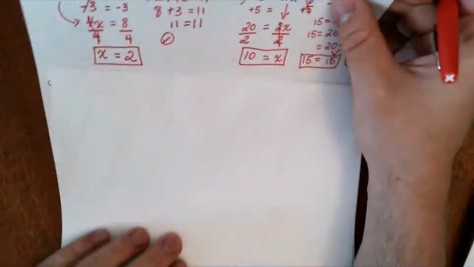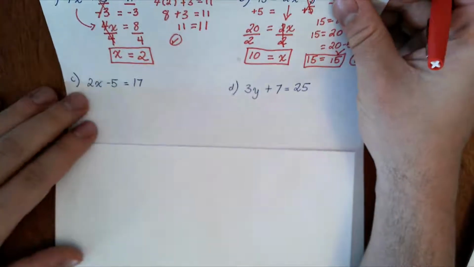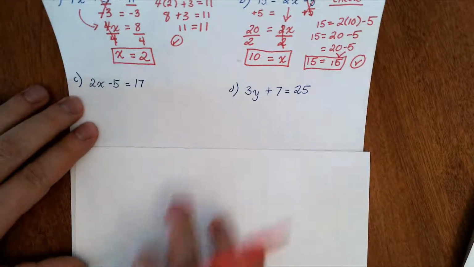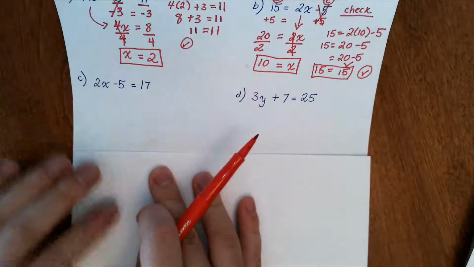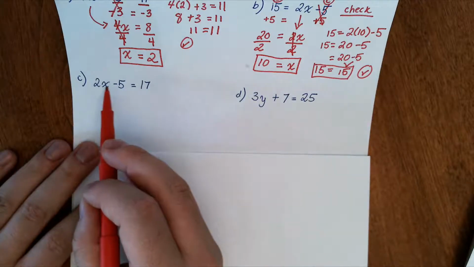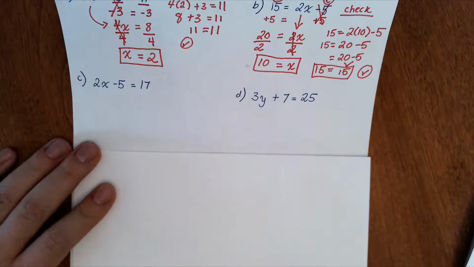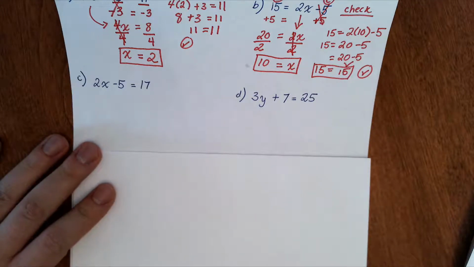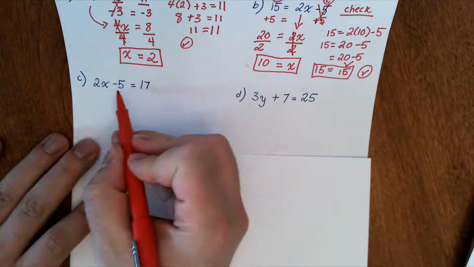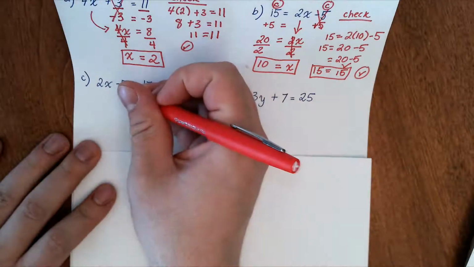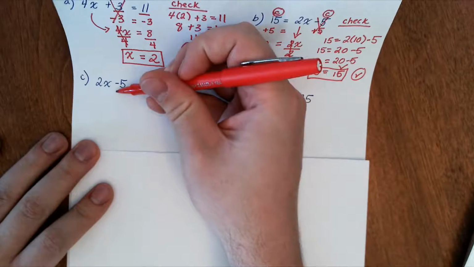Let's try some that are very similar but different. Okay. So here in letter C, it's saying that 2 times a number, subtract 5, is going to equal 17. Okay. So first thing I want to do is get my constants to the same side of the equal sign. So that's the 5 and the 17. So to get rid of the subtract 5, I will have to plus 5.